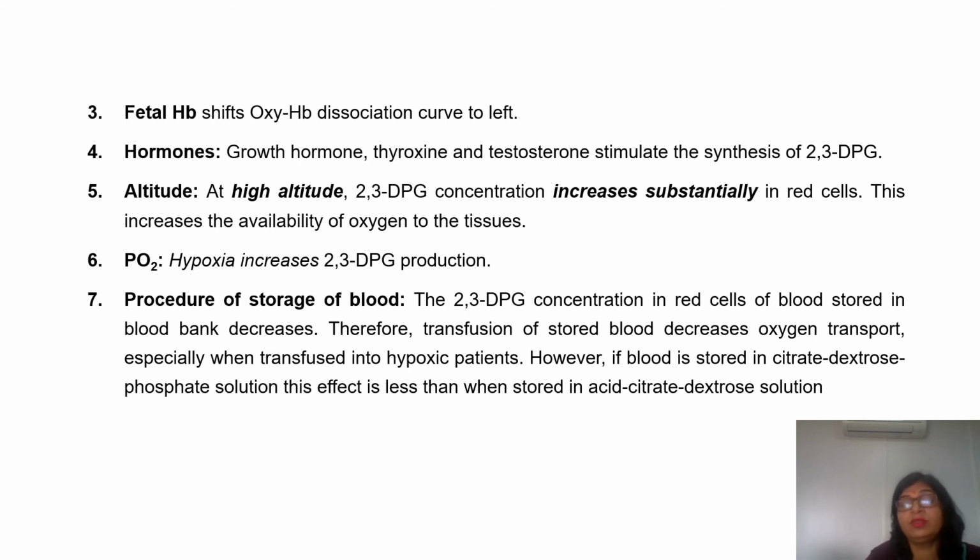Hormones like growth hormone, thyroxine and testosterone stimulate the synthesis of 2,3-DPG. At high altitude, more 2,3-DPG is formed. So this increases the availability of oxygen to the tissues. Hypoxia increases 2,3-DPG concentration. But if the blood is stored in a blood bank for many days, 2,3-DPG concentration will decrease. So transfusion of stored blood will decrease the oxygen transport, especially when transfused into hypoxic patients.